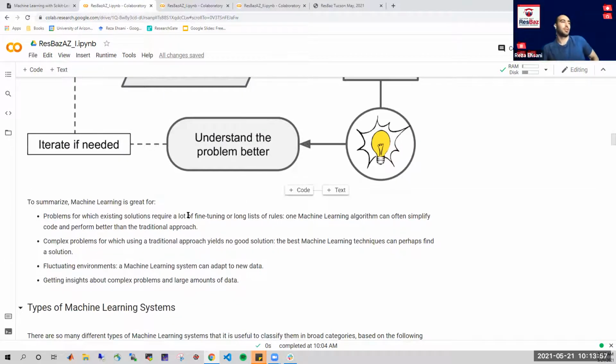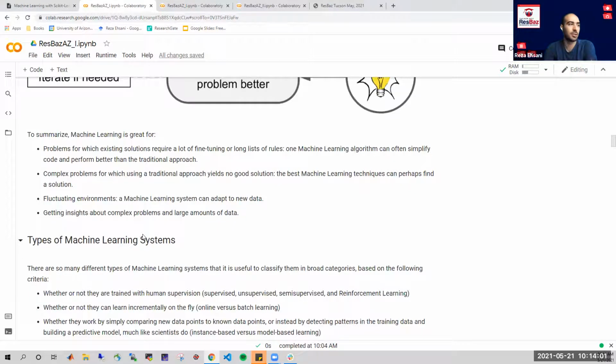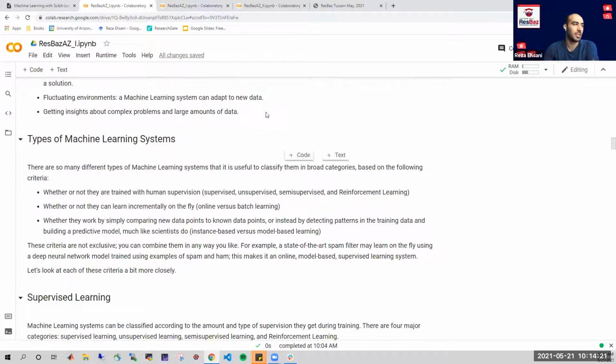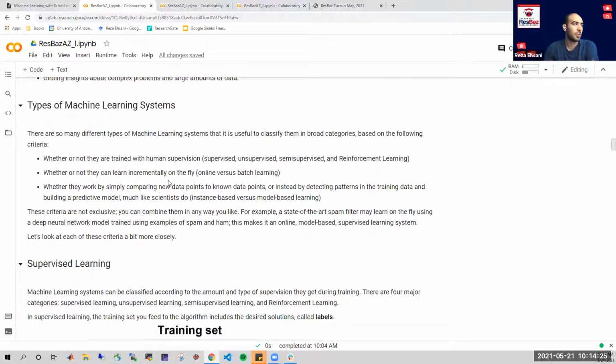To summarize, machine learning is great for problems for which existing solutions require a lot of fine-tuning or long lists of rules, complex problems for which a traditional approach yields no good solution, fluctuating environments like the spam example, and when we are interested in getting insight about complex problems and large amounts of data, which falls into the category of data mining. So there are different types of machine learning systems.